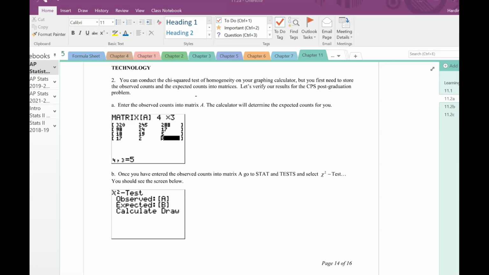And you're going to edit matrix A. And here's where you're going to put the observed counts. So you can see on the screen what all these observed counts are. If you want to stop the video and try this out on your calculator, get this entered in.